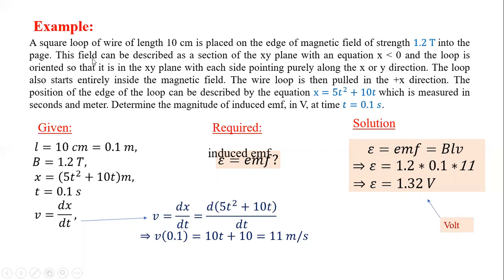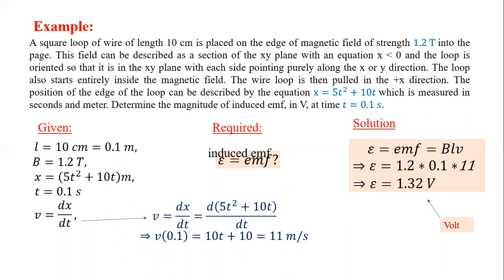This field can be described as a section of the XY plane with the equation x less than zero. The loop is oriented in the XY plane, with each side pointing purely along the X or Y direction. The loop starts entirely inside the magnetic field, and the wire loop is then pulled in the plus X direction.